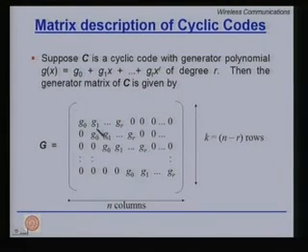The first row will be g0, g1, and so on until gr, followed by zeros, and then the second row is nothing but a shifted version, and the third row is yet another shifted version, and so on and so forth. Please note that this first row and second row are all shifted with respect to each other by 1, and the number of rows here is n minus r, which is equal to k.